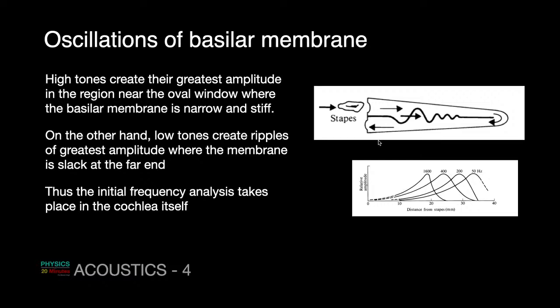So depending on what frequencies are present, different sections of the basilar membrane oscillate, sending ripples and signals to different hair cells in that region. So 1600 hertz will give the signal at a hair cell which is located at 16 millimeters, while a 200 hertz signal will give a signal to a hair cell which is located at around 30 millimeters. So that's how they differentiate.